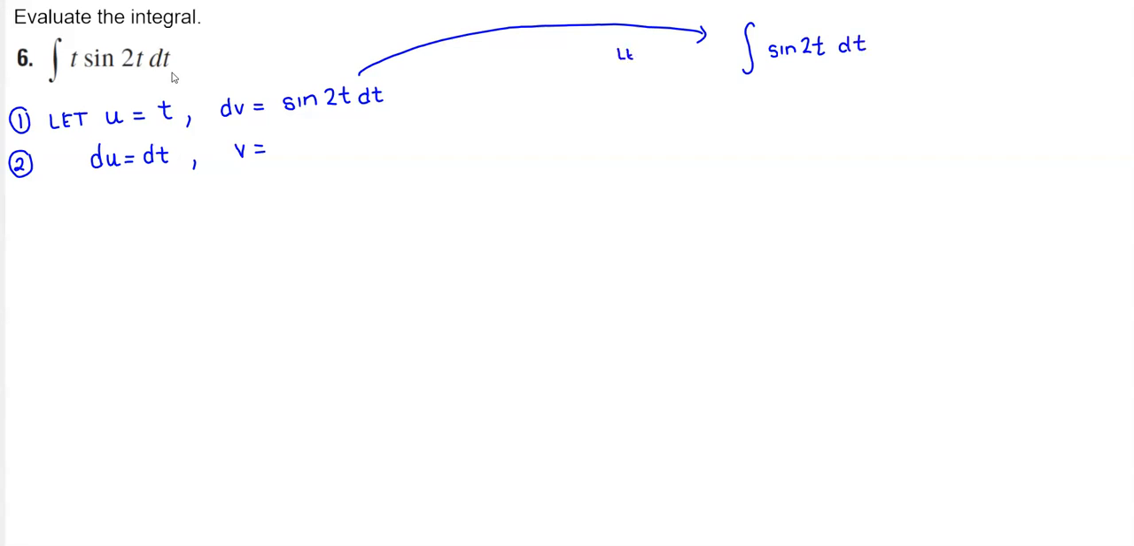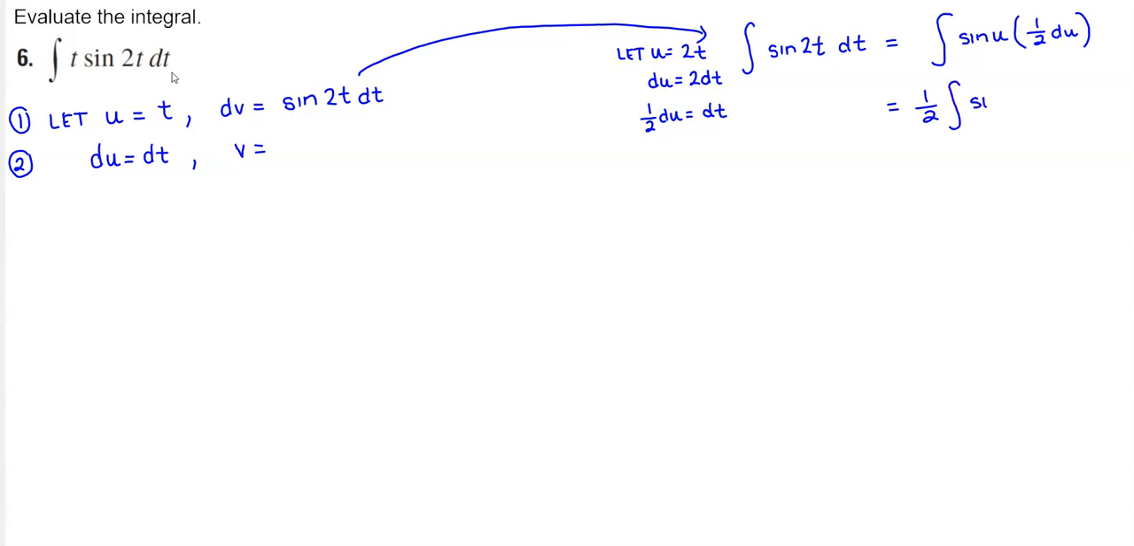So we would let u equal 2t. We take the derivative of both sides, so we would have 2 dt. And since we want to substitute for dt, we have to divide both sides by 2. So 1/2 du is going to equal dt. And now we can go ahead with our substitution. So we have the sine of u times 1/2 du. We factor out the 1/2.